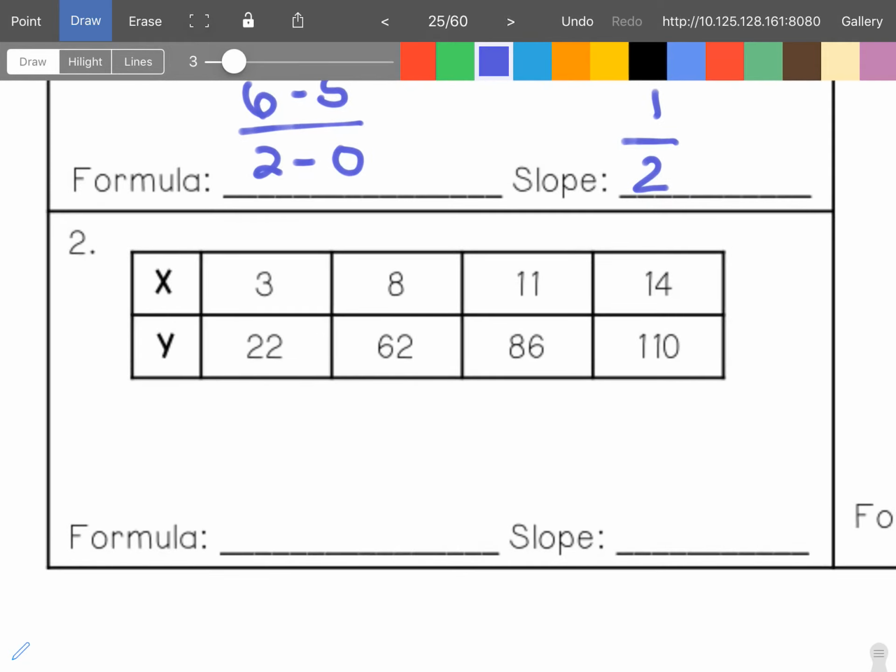Let's try number 2. The same idea here. We got to pick 2 points, and you could pick any 2 points. I'm going to pick these 2 points, but you could have picked any 2 and we would get the same answer. All right, so let's start with the rise for our numerator.